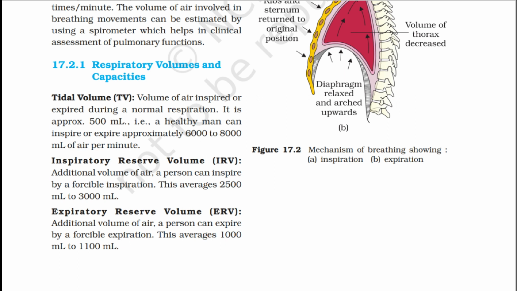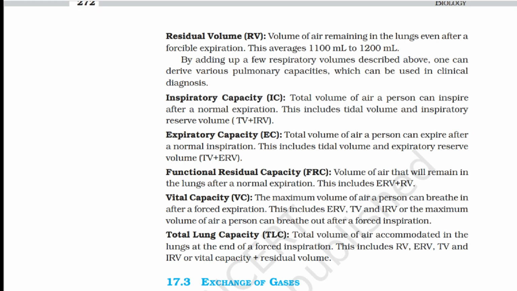Inspiratory reserve volume, IRV: additional volume of air a person can inspire by a forcible inspiration. This averages 2,500 ml to 3,000 ml. Expiratory reserve volume, ERV: additional volume of air a person can expire by a forcible expiration. This averages 1,000 ml to 1,100 ml. Residual volume, RV: volume of air remaining in the lungs even after a forcible expiration. This averages 1,100 ml to 1,200 ml.